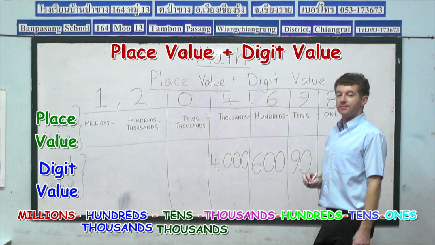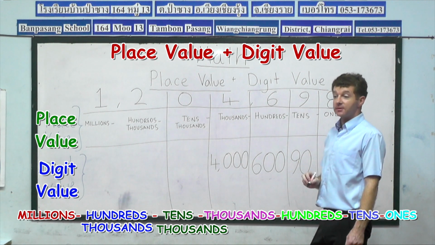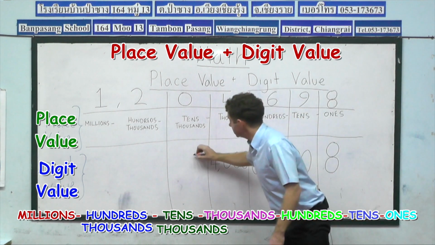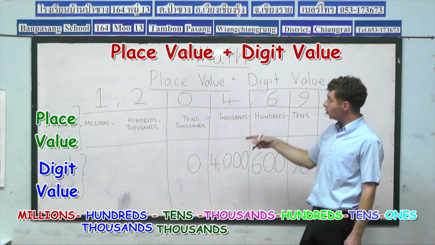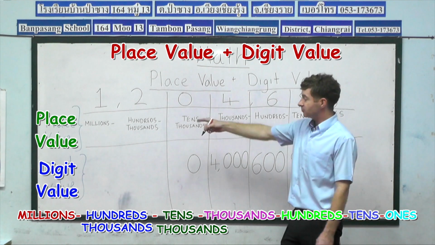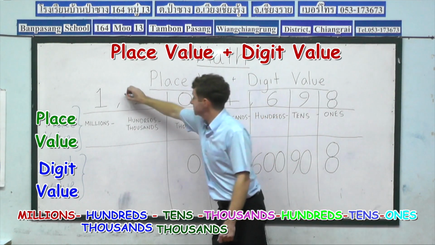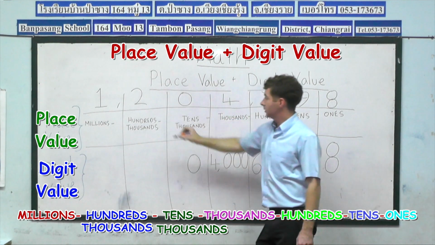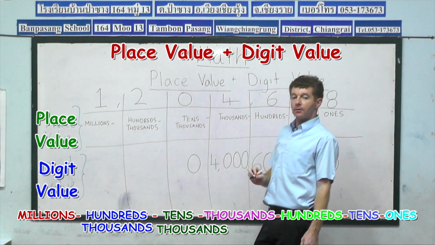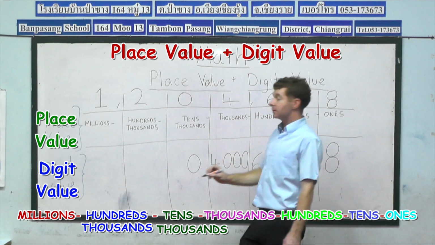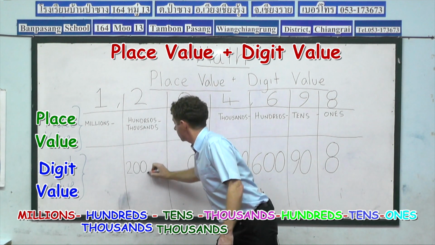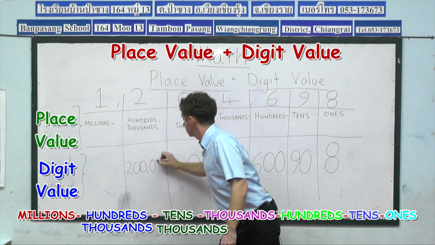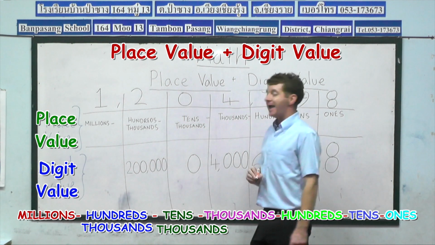0 times 10,000 equals 0. 0 times any number or place value is always 0. Next, we have our 100,000s. 2 times 100,000 equals 200,000. 2, 0, 0, comma 0, 0, 0. Excellent, guys.